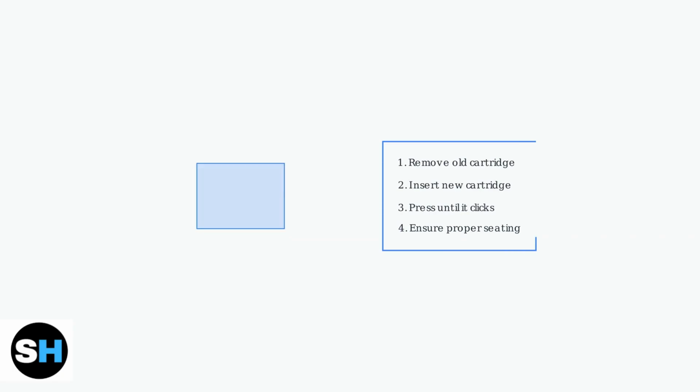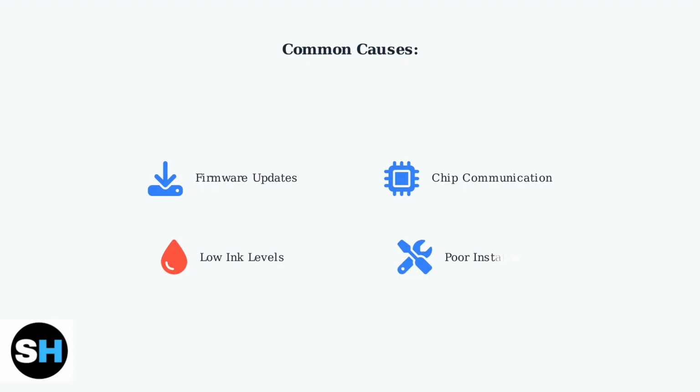Finally, incorrect installation is a common culprit. If the cartridge isn't seated properly, the chip cannot make proper contact with the printer sensors, leading to recognition failures. Understanding these four main causes, firmware updates, chip communication issues, low ink levels, and installation problems, is the first step toward resolving your cartridge recognition issues.